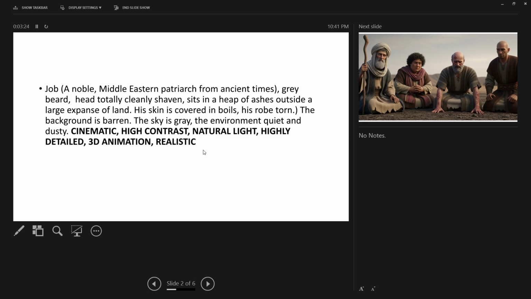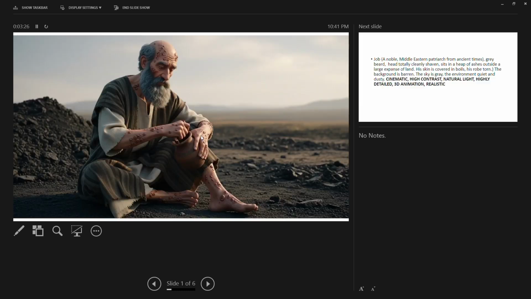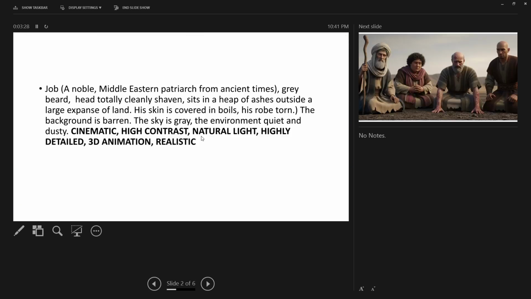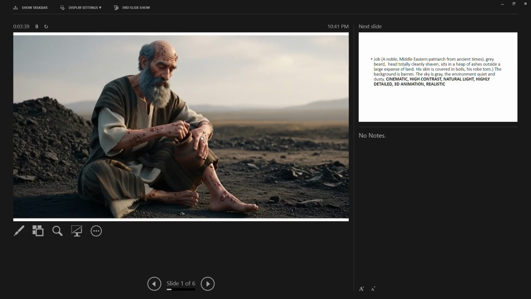Now let's take it one by one. Job is the name of the character. Remember, I told you that you should name your characters at every point in time. Job is the name of the character. A noble Eastern patriarch of ancient times. You're describing the kind of person he is, the kind of image they had back then. That is what is there.